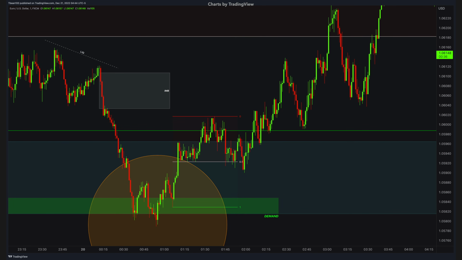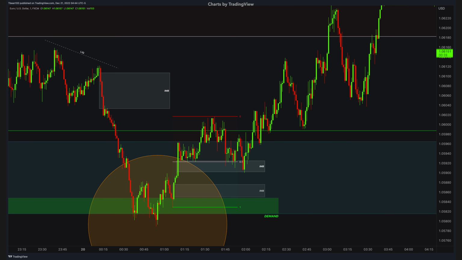Let's assume you missed that entry. What else can you do? We can use our premium and discount zones again, or you can use the Fibonacci tool, all the same in my mind. But this time we have a much better entry area, with the imbalance right below the EQ area. This is a possible trade to take right here.